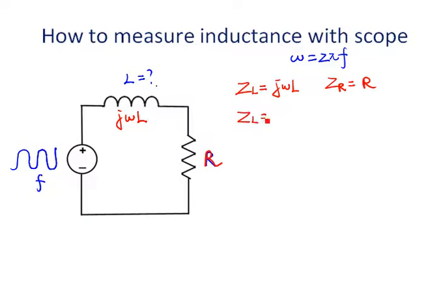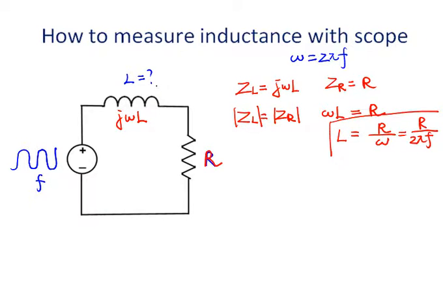Let's think about a special case, when the magnitude of the impedance of the resistor is equivalent to the impedance of the inductor. So the magnitude is equivalent. In that case, omega L should be equivalent to R. So L is R over omega. Here we assume that we know the resistance. If we know the frequency of the power supply, we can calculate the inductance. That's under the condition that the magnitudes of the resistor impedance and the inductor impedance are the same.